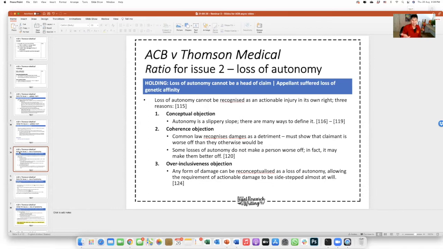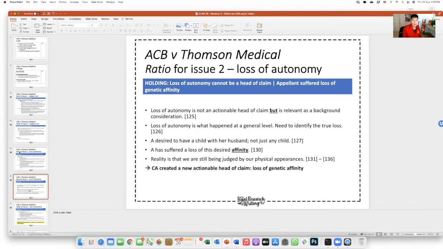And I think the answer to that, again, is quite obvious. If you read paragraph 115 onwards, you will see the court giving you a number of objections, in this case 3, as to why it's refusing to recognize loss of autonomy as an actionable claim in its own right. So there's the conceptual objection, there's the coherence objection, and there's what we call the over-inclusiveness objection. I think we went through this in class yesterday, and I think it's quite apparent to you how these 3 objections form the reason as to why the court is saying no to loss of autonomy. So it answers the question directly as to whether or not the court should award loss of autonomy, and because it answers the question directly, it is ratio.